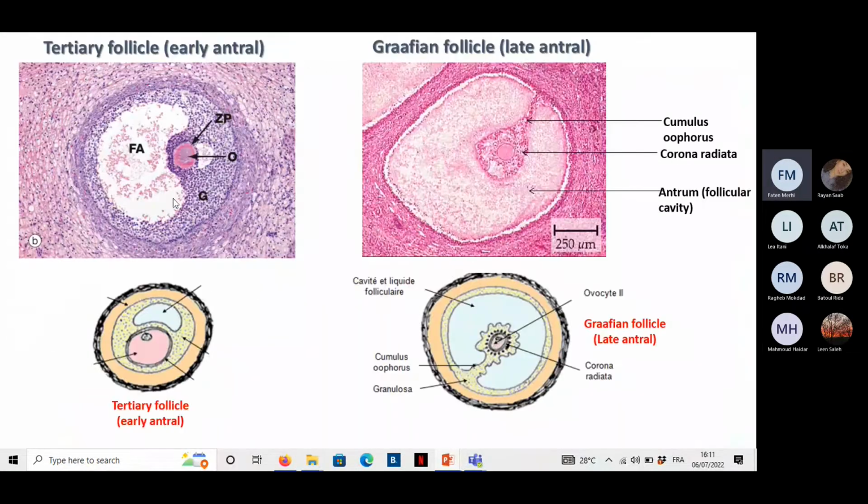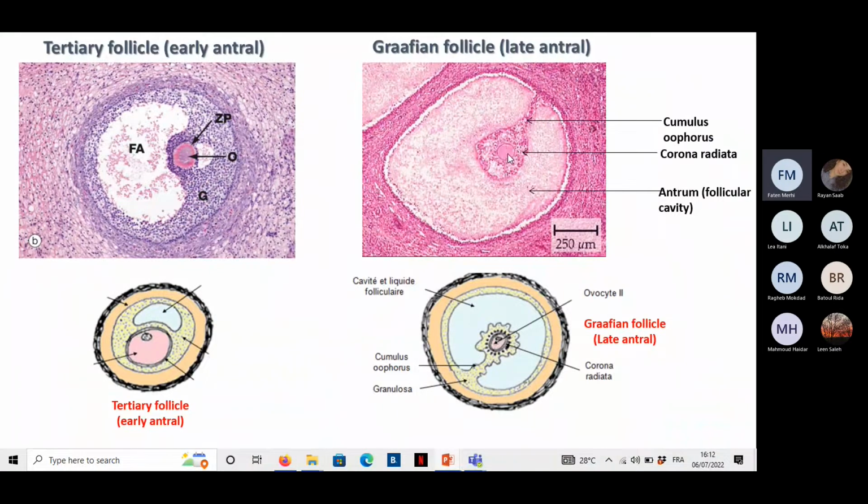Look, this is a tertiary follicle, and this is a Graafian follicle, or the pre-ovulatory follicle, or what we also call the late antral. In the Graafian follicle, the biggest part of the follicle will be occupied by the antral cavity. It will become so big. This is the oocyte inside of the follicle.